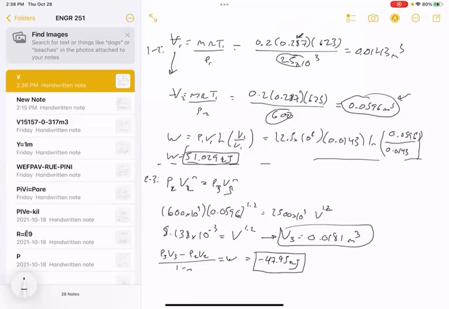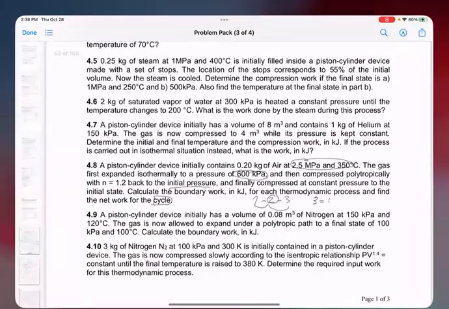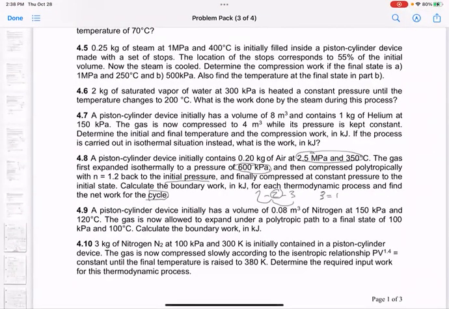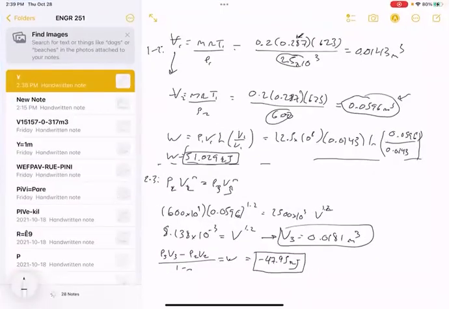But wait, there's more, because we're told in the question that we get compressed polytropically back to the initial pressure and finally compressed at constant pressure to the initial state. Why do we have more to do to get to the initial state? We're at the same pressure, but we're not necessarily at the same temperature. We're not really at the same state. And that's why this is a constant pressure process. We're happy with what the pressure is, so we're going to keep it the same. Now we're just going to change the other parameters to get us back to the initial state, because a cycle has to start and end at the same place.